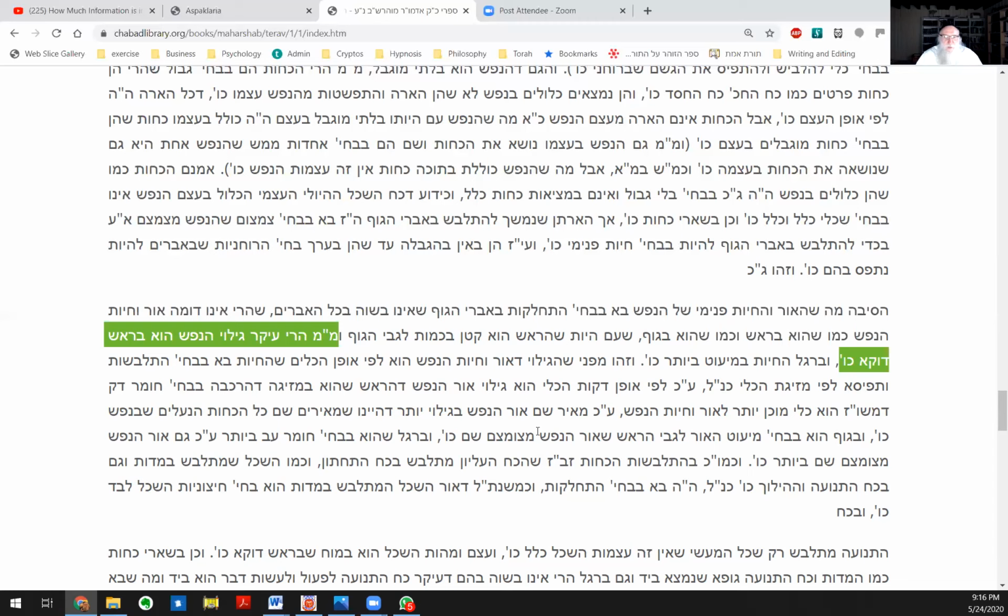So the Iker, and why is that? Because the Iker Gilu HaNefesh Hu B'Roish Dafka. And therefore, that's where you have to start. You have to start with Hasoga.